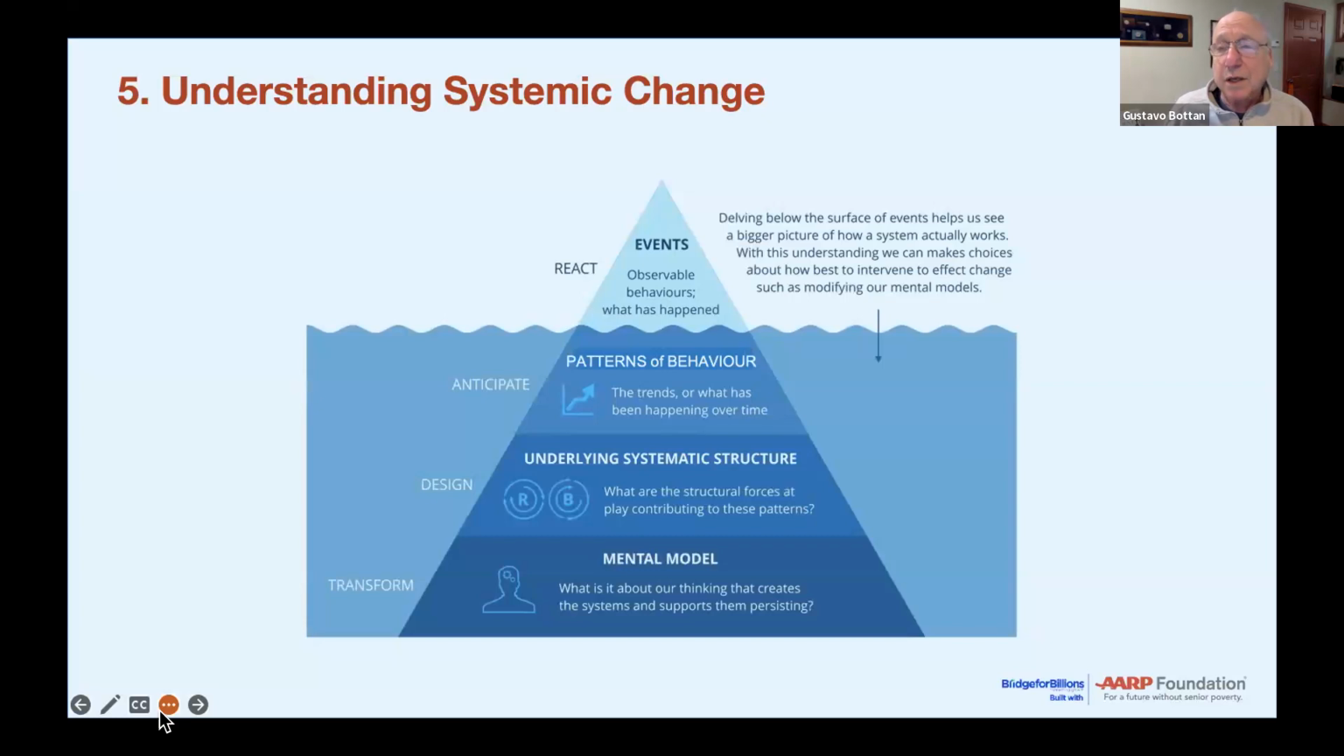So that's something that occurs under the water. But if we go deeper, the deeper we go, the longer it's going to take to change, or the more difficult it's going to be to change, is what they call the underlying systemic structure. Because now it's, how do you change the structure of the system that is contributing to these problems?